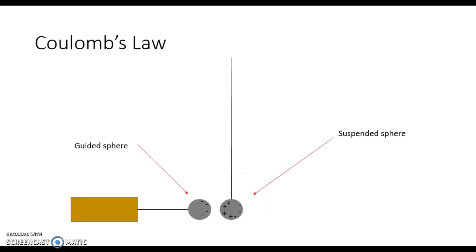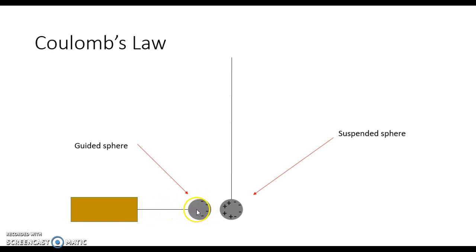And so here's a scenario that we are setting up. We have a suspended sphere here, and this sphere is made out of metal coating. It has a metal coating on the outside, and we have a guided sphere here that we're going to move towards this suspended sphere, and this is also made of the same metal coating. Now the thing is this guided sphere actually has been charged, so it's been negatively charged, so there's an excess of negative charges on it.